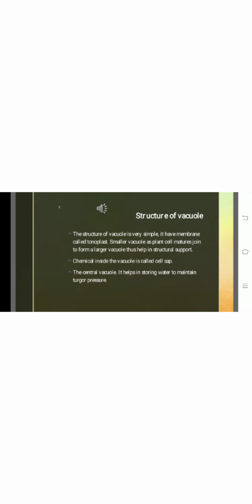The structure of a vacuole is very simple. It has three main portions in its structure. First is the tonoplast. Tonoplast is the membrane that surrounds the vacuole, and the second portion is cell sap. The cell sap is the liquid substance present inside the vacuole. And the third portion is the central vacuole. In the center of a vacuole, there is a small other vacuole which is called the central vacuole, and it helps in storing water to maintain turgor pressure.